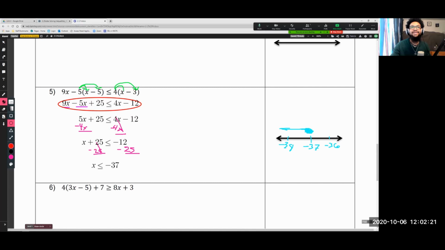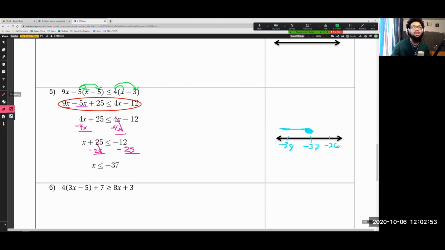I have this 9x minus 5x. And then here I wrote 5x. 9x minus 5x isn't 5x. 9x minus 5x is 4x. And that is going to change the stuff that we have. So now knowing that we have this, it's going to change up the way things look. So we have this 4x minus 4x. That's going to be 0.